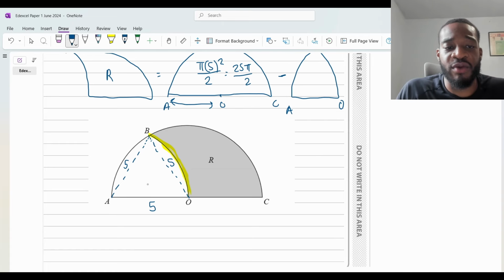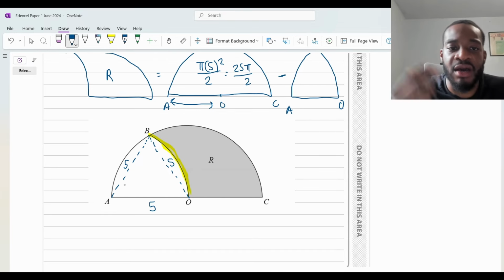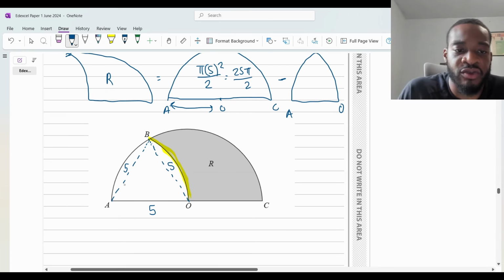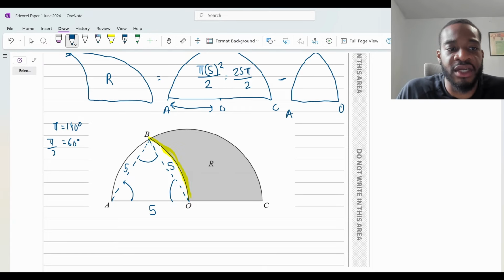So what do we have here? We've got an equilateral triangle, which means that each angle is 60 degrees. But we're dealing with pi, so I'm going to do it in radians. So this angle here, and this angle here, they're all the same, right? We know that pi is equal to 180, so 60 degrees is going to be pi divided by 3, isn't it? So these are all pi over 3, like that. Okay.